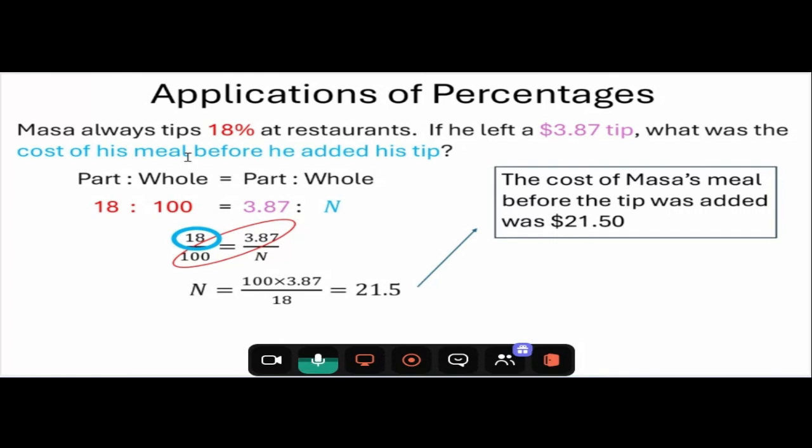Why Massa would choose to tip exactly 18%, I don't know. That is not a true part of my roommate Massa. That part of the question was made up.